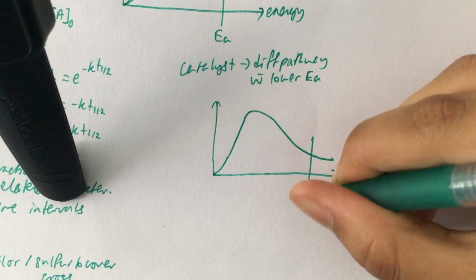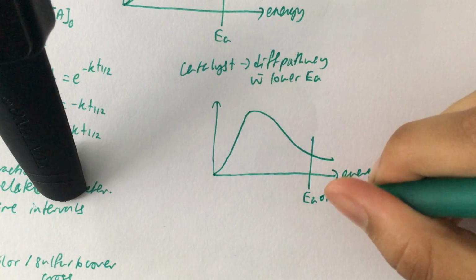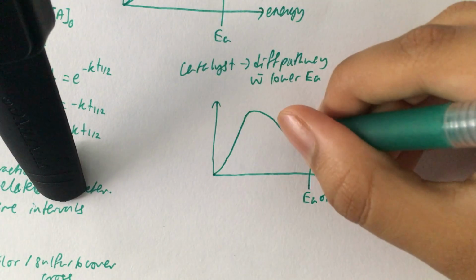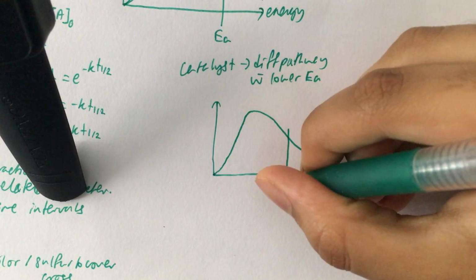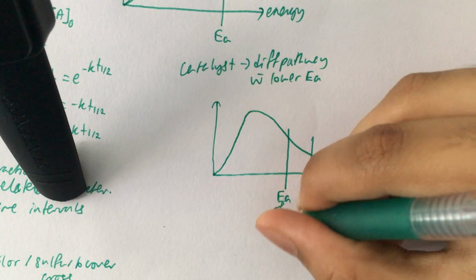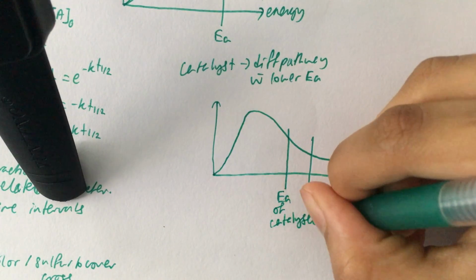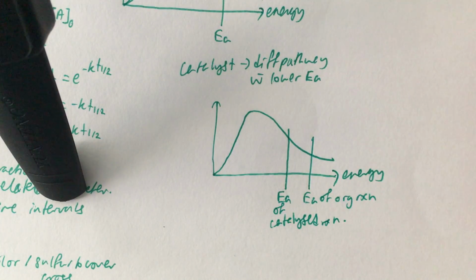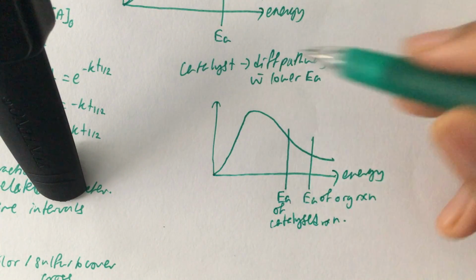You don't need to explain collision frequency. Just say that the activation energy is different because the mechanism is different. It has a lower activation energy, and the rate constant is higher now. And once again, this doesn't affect the concentration. It only affects the rate constant itself.